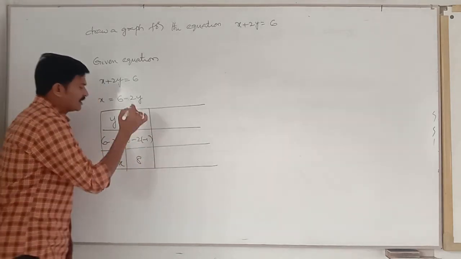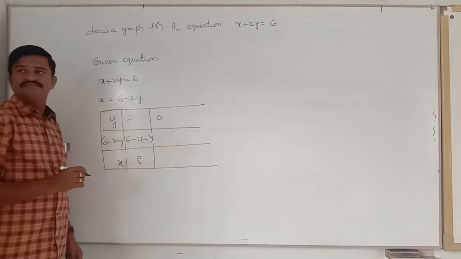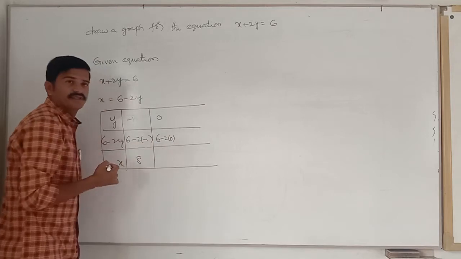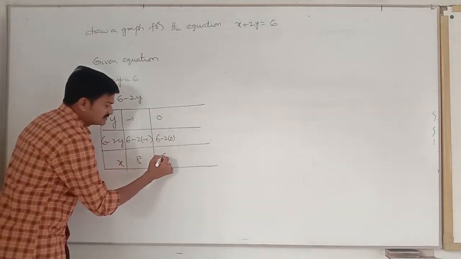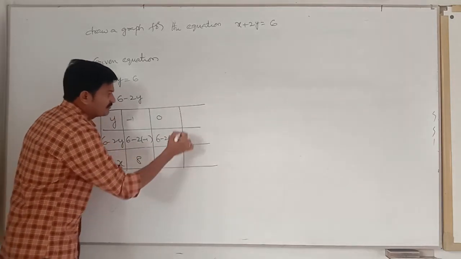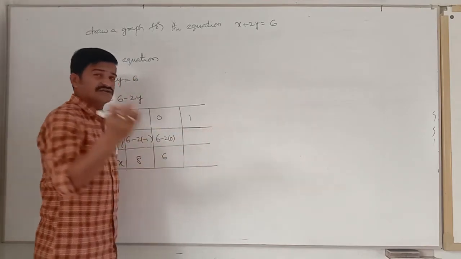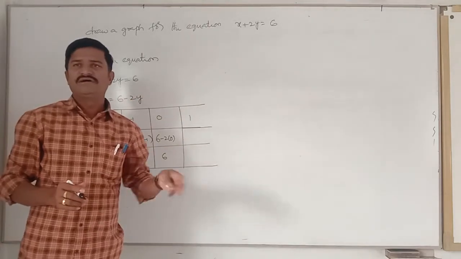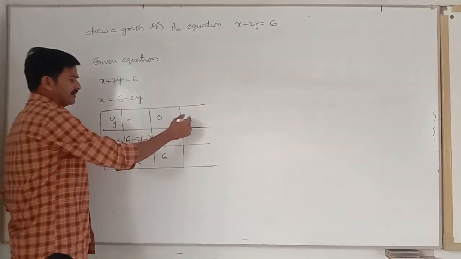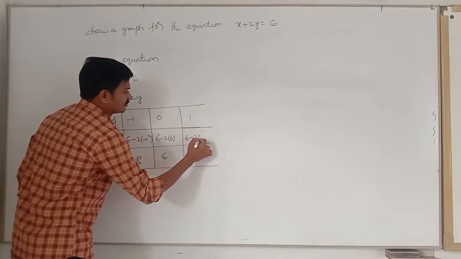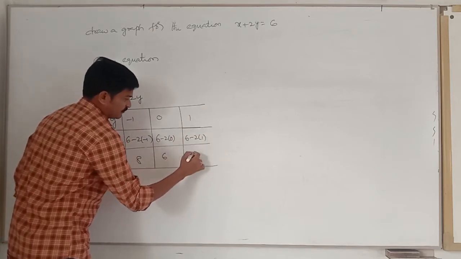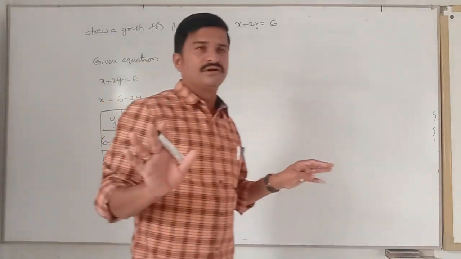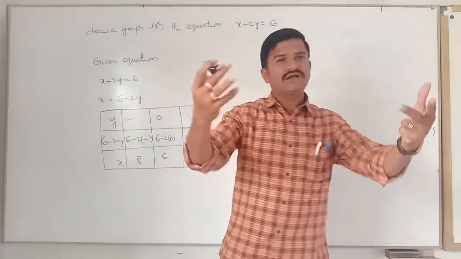Now again, 0 you can write: 6 minus 2 into 0 is 6. Again, 1 you can write. Actually, 2 points are enough to get that line, but if you take one more point, you will get the exact line. Taking 1: 6 minus 2 into 1 is 6 minus 2, which is 4. The table is over. From the table you have to get the points.